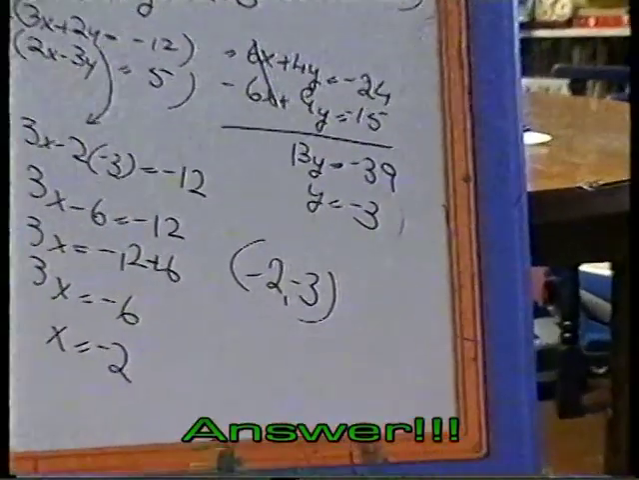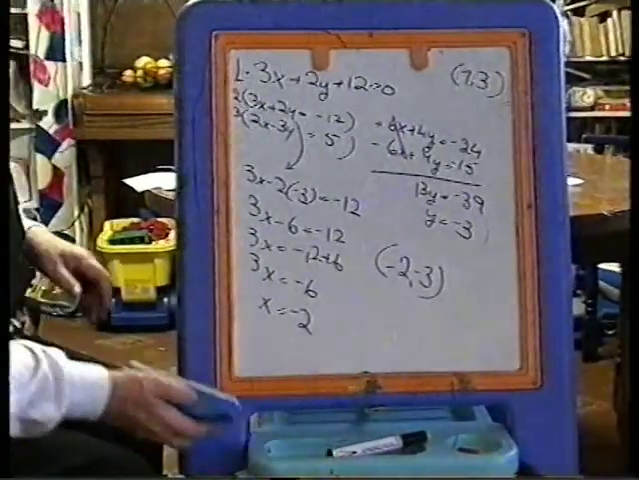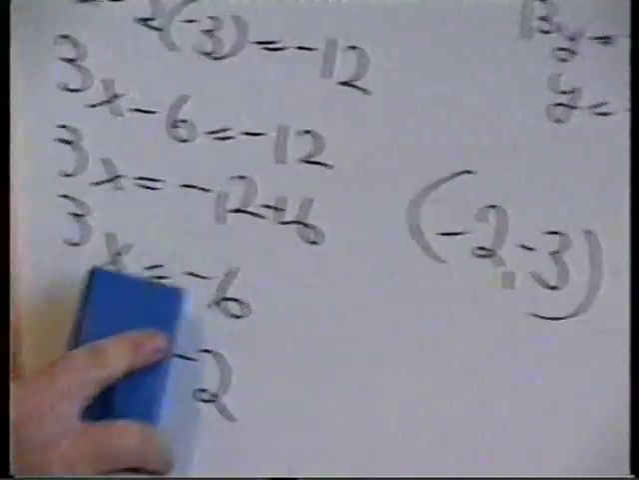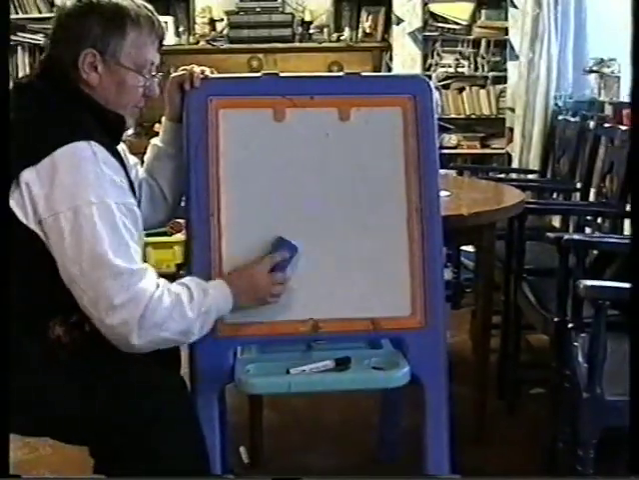So that is the 2003 coordinate geometry question, number 2, paper 2. And we're going to do now the 2002 coordinate geometry question.